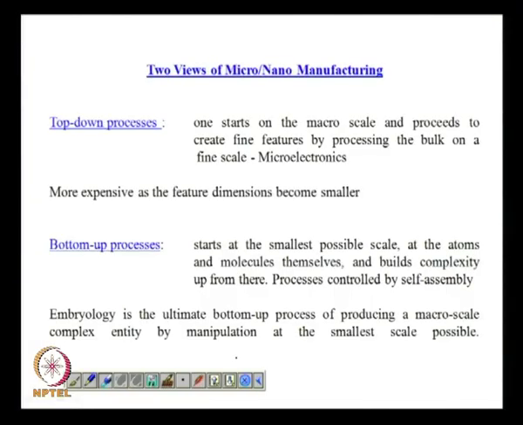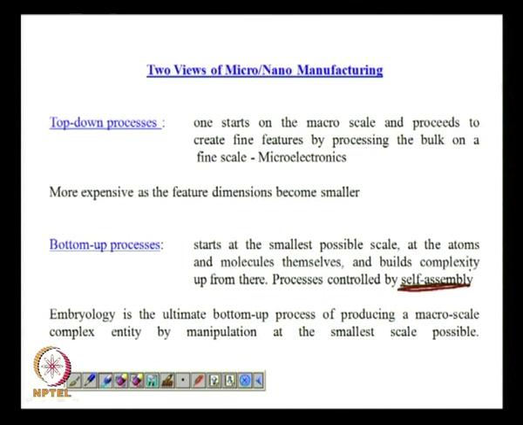well, which all of us can see and enjoy. On the other hand, if you think of bottom up process, it starts at the smallest possible scale. Okay. The atoms in a reaction, cell for living organisms and so on. And it adds complexity to the entire object up from the cell and above. So, processes are controlled by self assembly. I will come back to this a number of times.